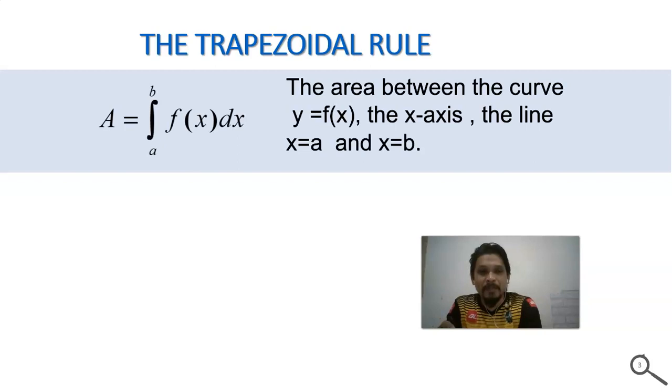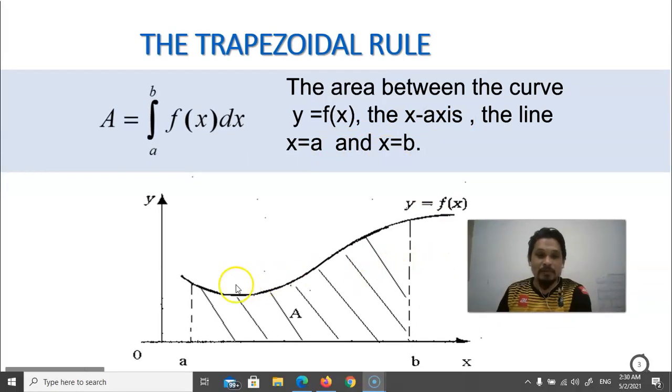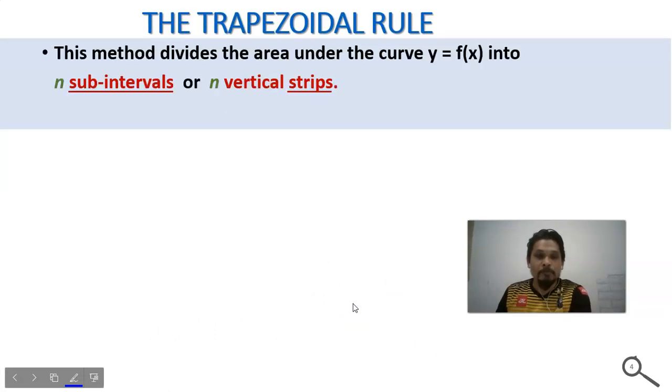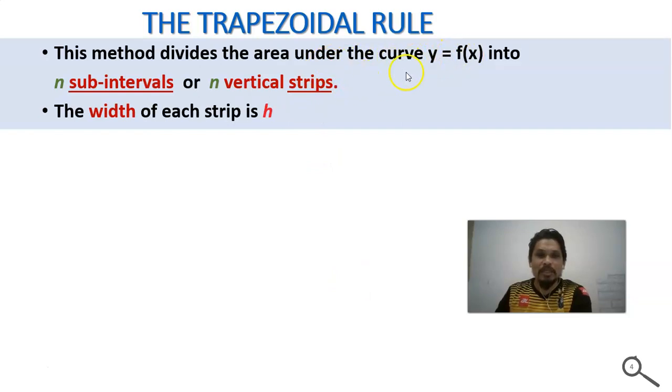So for the trapezoidal rule, if we integrate a function f(x) dx from x equal to a until x equal to b, then the area is between the curve y equal to f(x), the x-axis, and the lines x equal to a until x equal to b. As you see here now, this is a graph that we have seen before in the chapter on integration, especially to find the area under the curve. The trapezoidal rule divides the area under the curve y equal to f(x) into n subintervals, or n vertical strips, and the width of each strip is h.